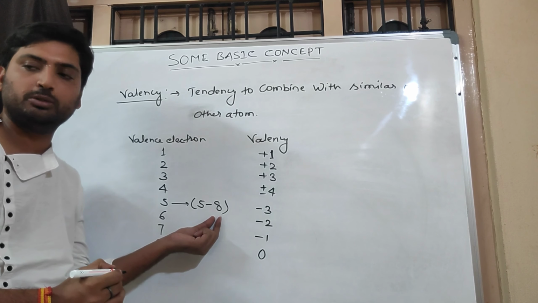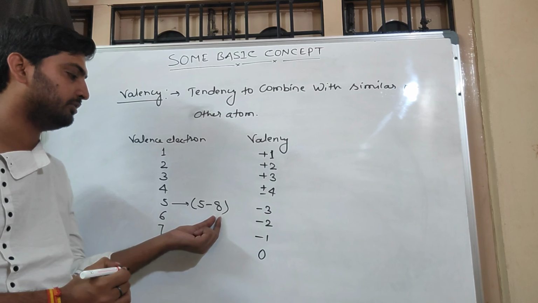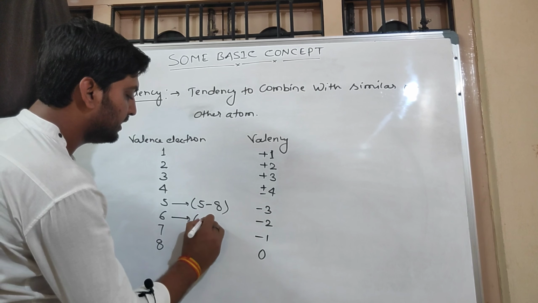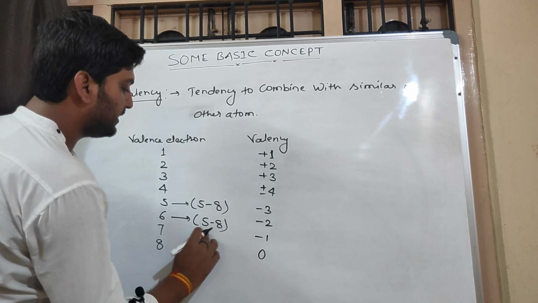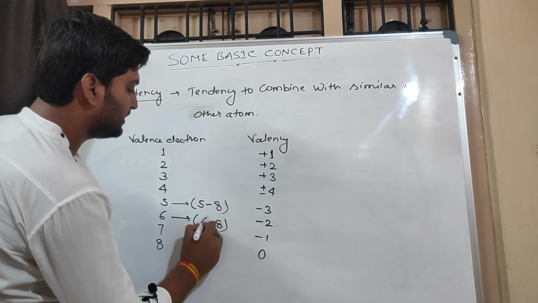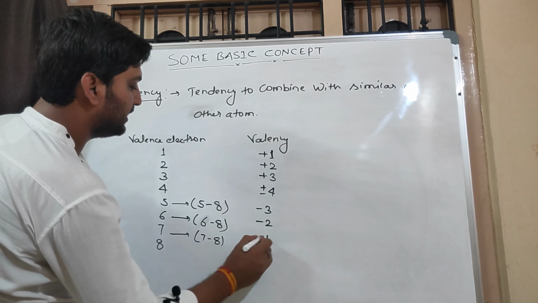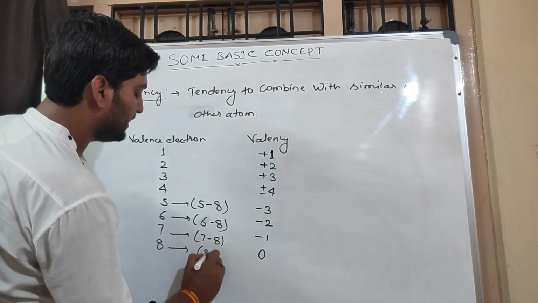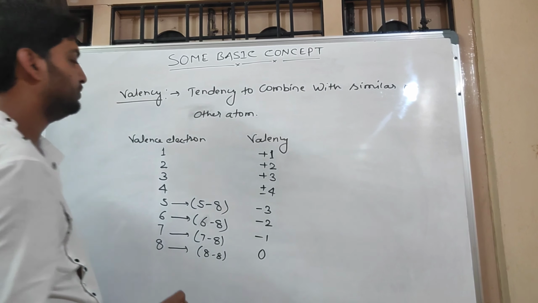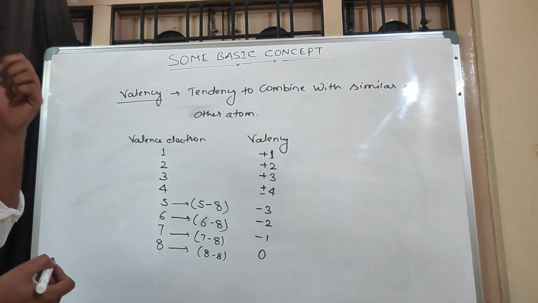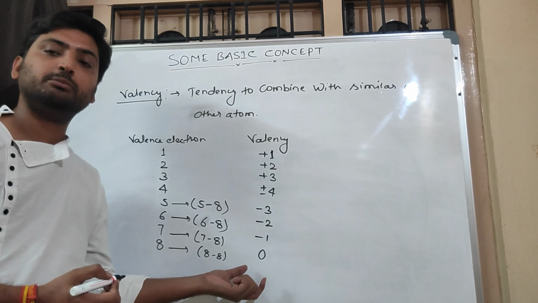Because to find this, we need to do 5 minus 8. Minus 8, where 8 means the maximum number of electrons that can be present in the outermost shell. Again for 6, 6 minus 8 we will get minus 2. For 7 minus 8 we will get minus 1, and for 8 it is 8 minus 8, that is equal to 0.